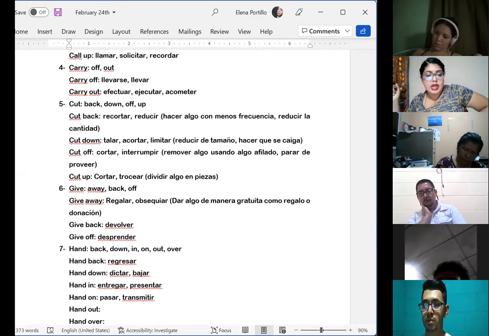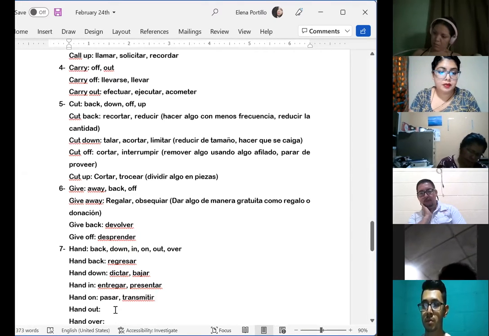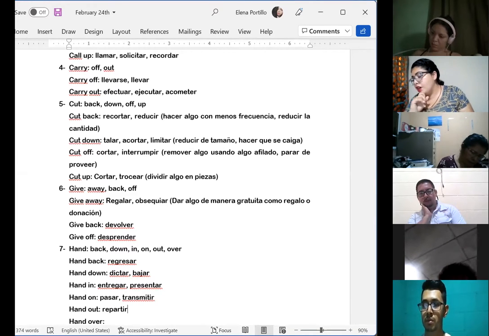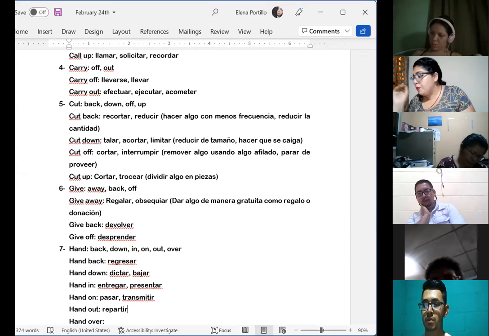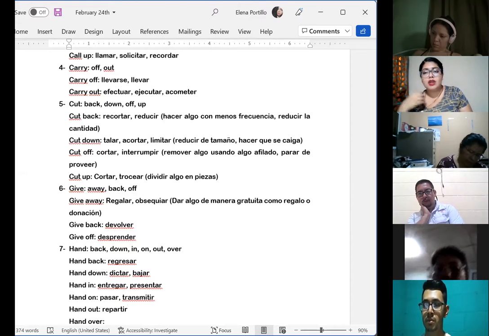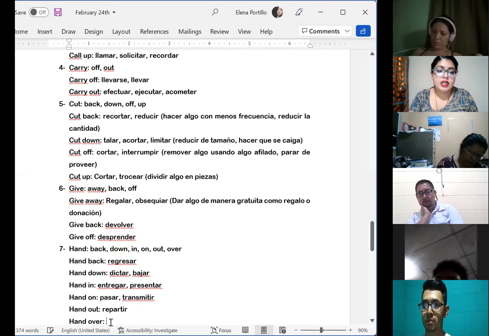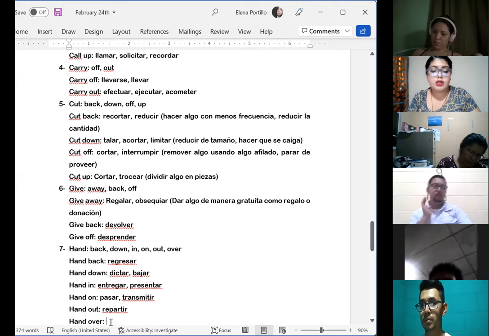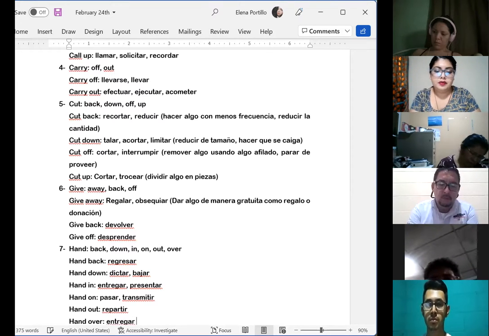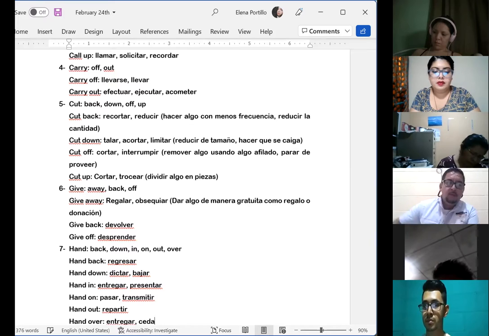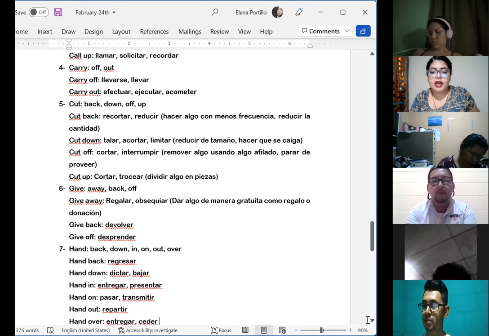Then we have a handout, that is repartir. And it's talking about sharing with a group of people something. En esto de repartir es darle a un grupo de personas algo que nosotros tenemos. And in the last one, we have a handover, that is in Spanish, entregar o ceder.